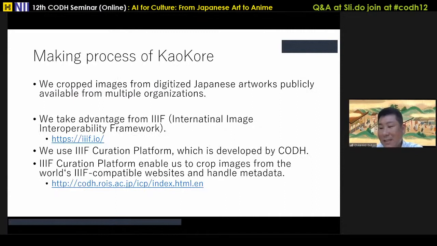Next, I explain how and why we created KaoKore. We cropped from digitized Japanese artworks publicly available from multiple organizations. When we cropped, we took advantage of IIIF. IIIF is the International Image Interoperability Framework. IIIF is an important framework, but not today's topic. If you want to know about IIIF, please visit this URL. And we used the IIIF creation platform to create KaoKore. The IIIF creation platform is developed by CODH, our team. It enables us to crop images from the world's IIIF compatible websites and handle their metadata.